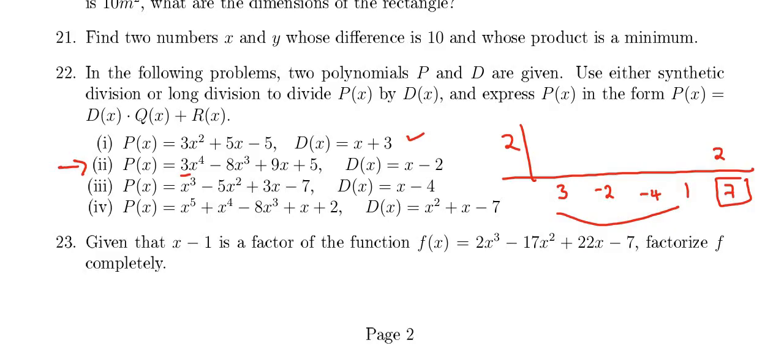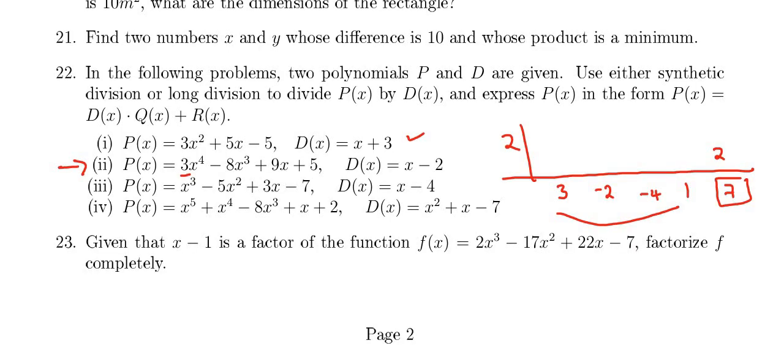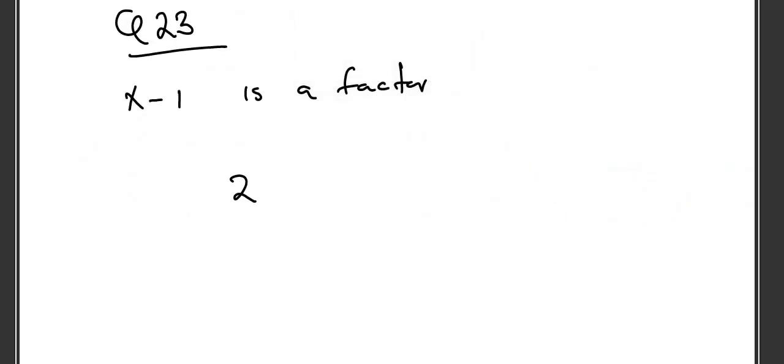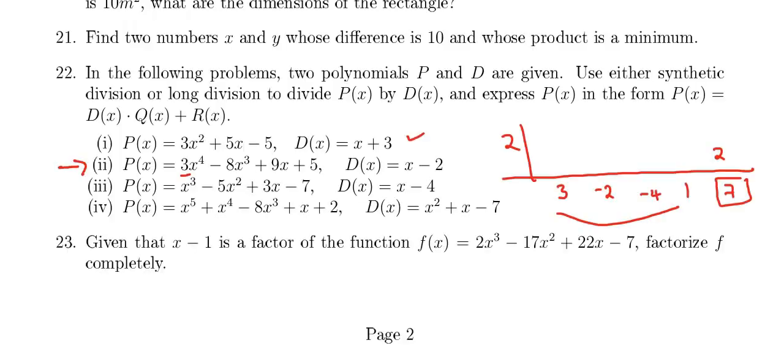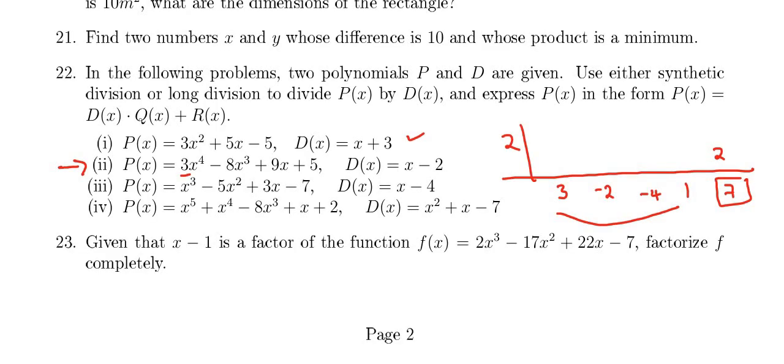So question number 23, we're saying x minus 1 is a factor. So this guy is a factor. Then the question is 2x cubed minus 17x squared plus 22x minus 7. This is what we are having, right? This is what you get.